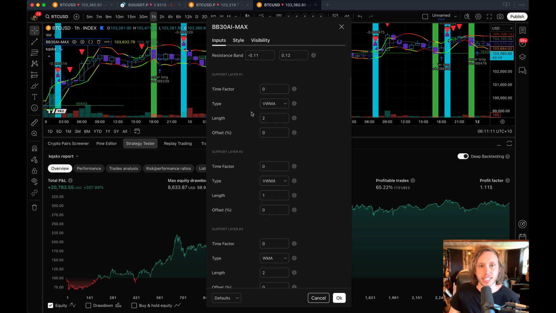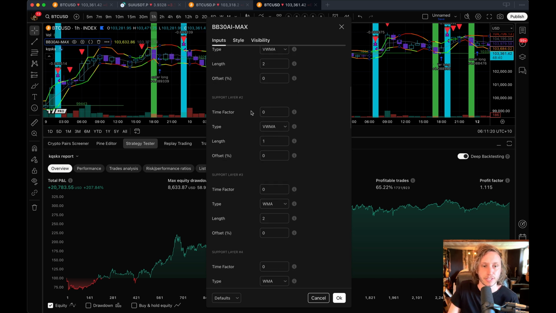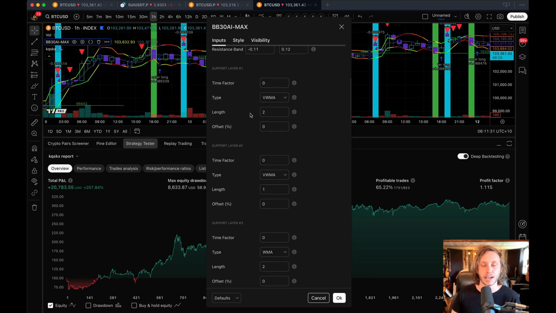The support and resistance layers, these have been a part of the bumper bands for as long as they've been around. These are just the 4 different layers, or depends on which version. If you're using the 1H, there's only 3 layers. If you're using other versions of the bumper bands, there's more or less layers. But this is basically just layering confirmations, looking at price action over the history. Layering resistance and support layers over each other, and informing the master support and resistance bands themselves.